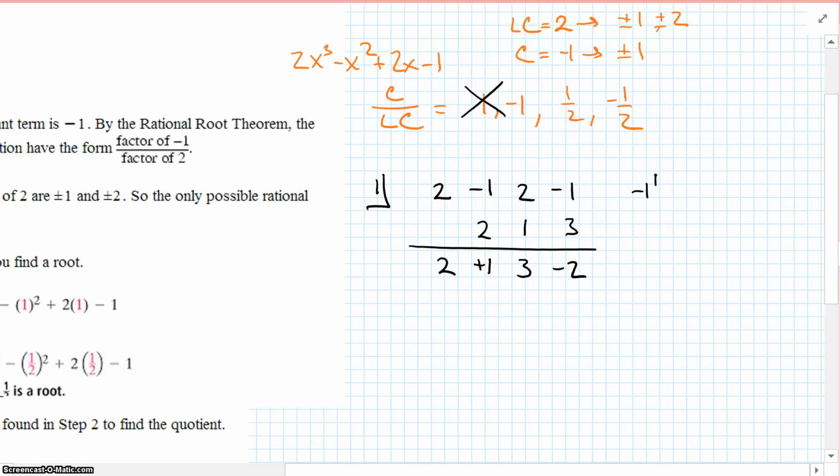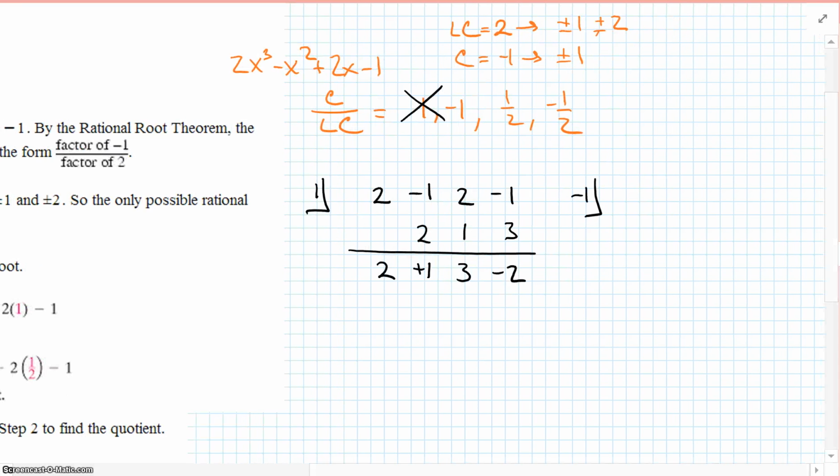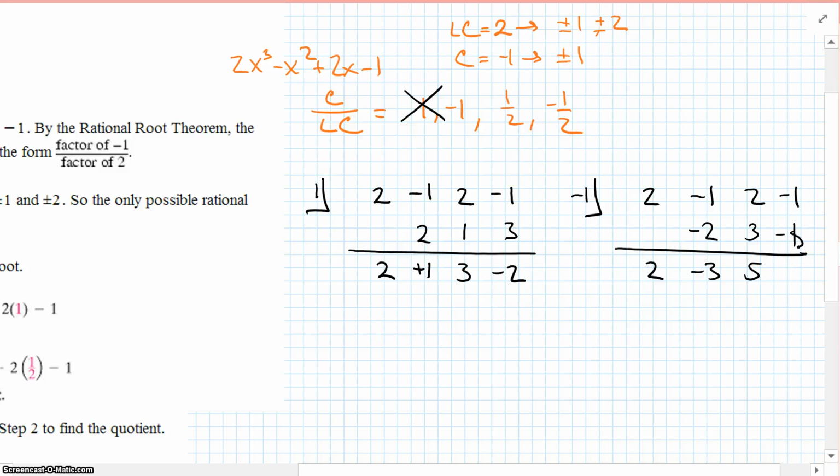So let's try negative 1. Okay. So 2, negative 1, 2, negative 1. Drop the first coefficient, 2. 2 times negative 1 is negative 2. Negative 1 plus negative 2 is negative 3. Negative 3 times negative 1 is 3. 2 plus 3 is 5. Negative 5. So negative 6. So negative 1 does not work.